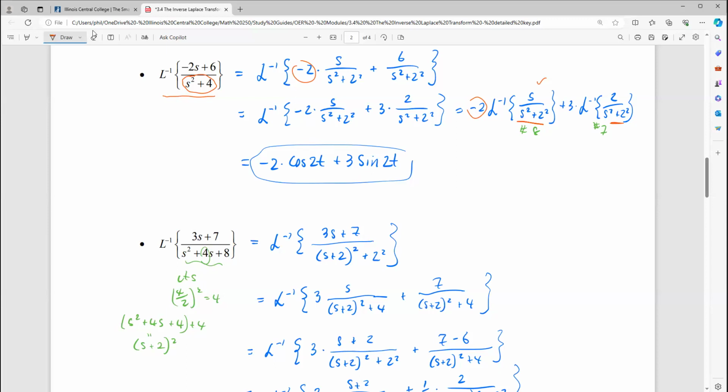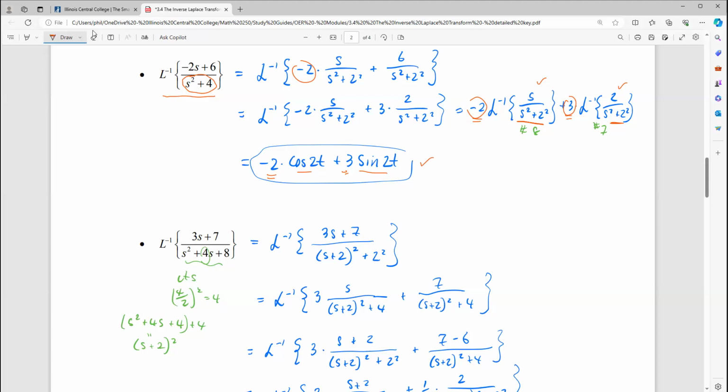Now I have a 6, not a 2, but that's an easy fix. I can factor it, pull the 3 out in front, and now this is a number 7, and I can match it up. So basically I've got the negative 2 in front, and then apply number 8 to get cosine 2t. And then for this one, I've got the 3 in front, and then I can apply the number 7 rule to get sine of 2t, and there we have it.